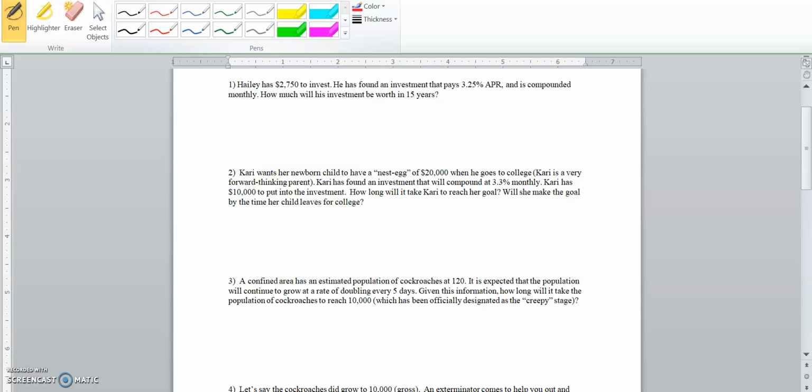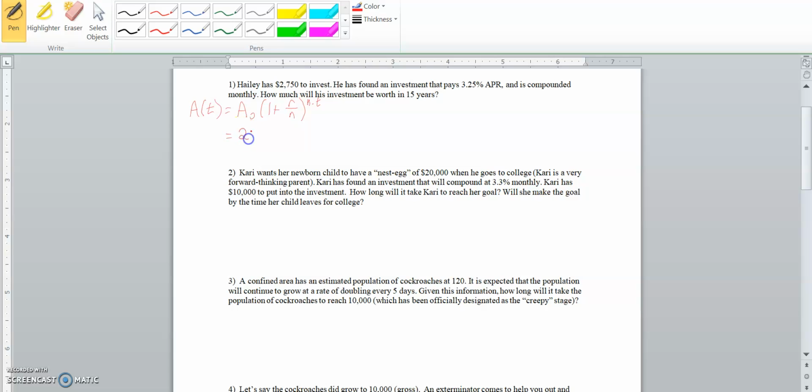So the original equation A of t is a sub 0 times 1 plus r over n to the n times t. With that said, we're going to plug in what we know. So we want to find the final amount. So A sub t is still the unknown.